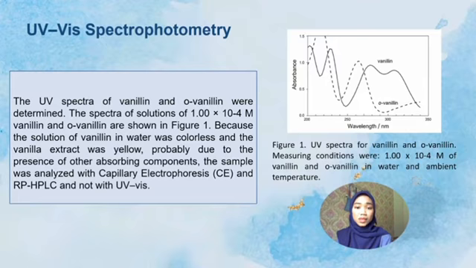In this figure, we can see the difference of wavelength for vanillin and ethylvanillin. The maximum wavelength for vanillin is 280 nanometers. Because the solution of vanillin in water was colorless and the vanilla extract was yellow, probably due to the presence of other absorbing components, the sample was analyzed with capillary electrophoresis and reverse-phase high-performance liquid chromatography, not with the UV-vis.